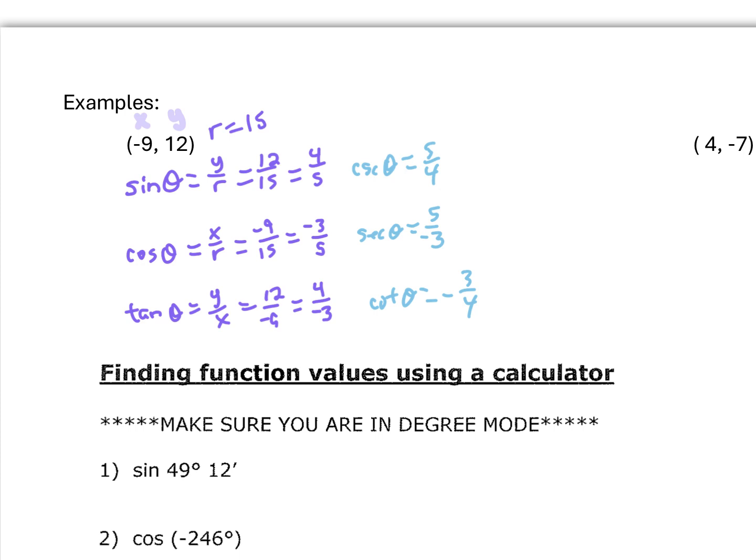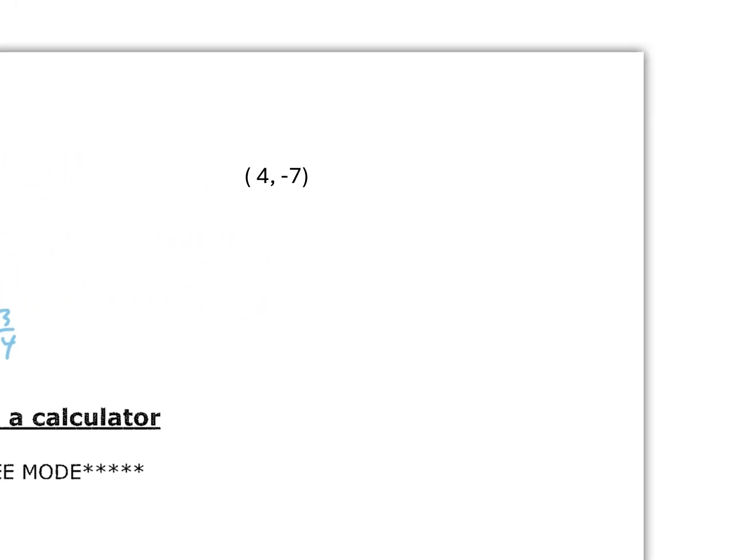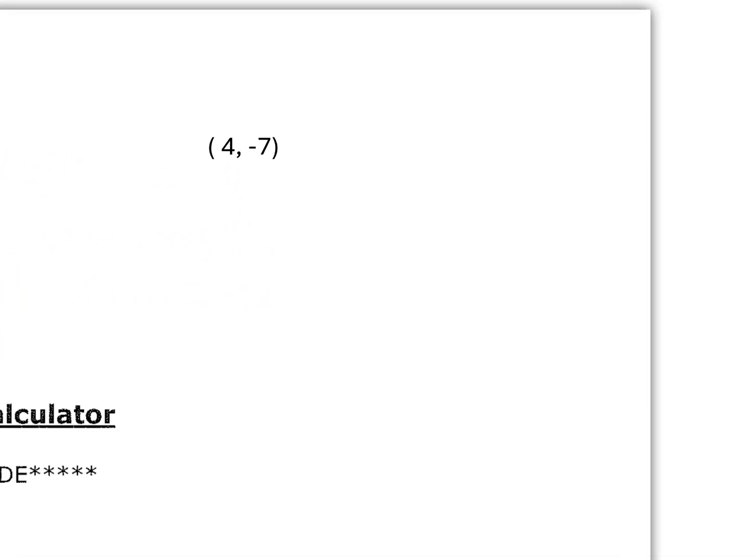That's a pretty simple one because of the 3, 4, 5, the nice pretty triple. This next one is not so pretty because it's not a triple. So we've got to do a little bit of math here. So 16 plus 49 is going to give us r squared. So r is the square root of 65. All right.